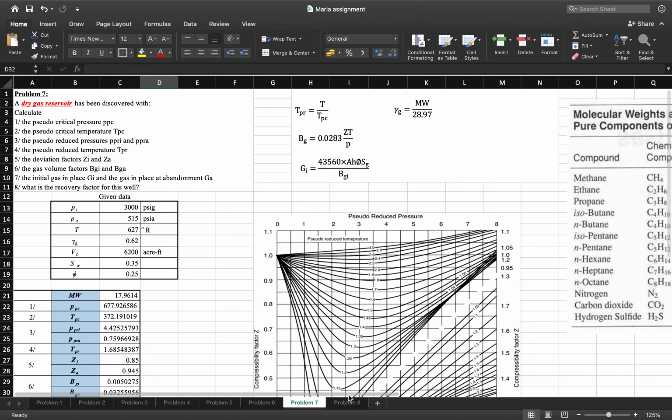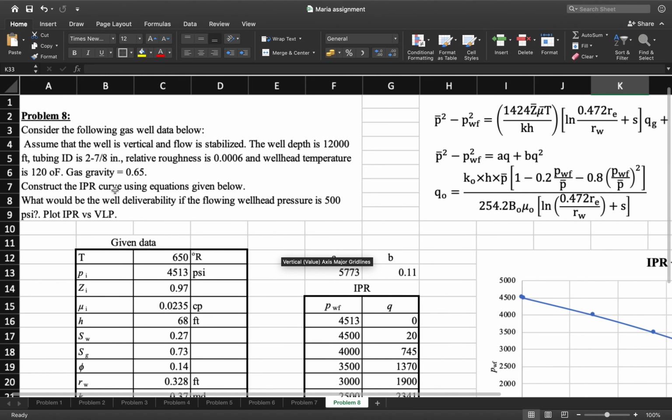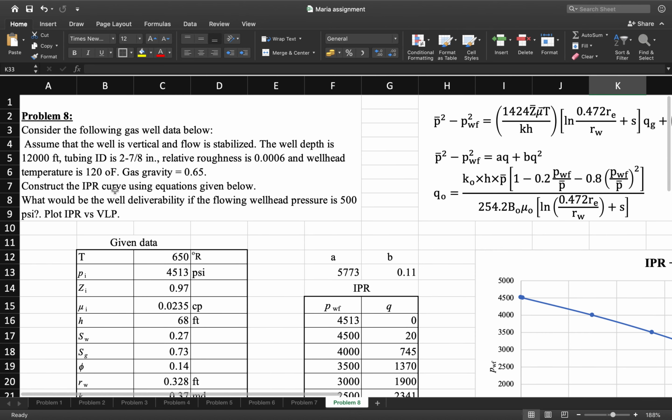Now let's turn to problem 8. In problem 8, they want you to construct the IPR curve again using the equation given below. Here is the equation that Miss Maria already gave in the assignment. They also ask what the well deliverability would be if the wellhead flow pressure is 500 psi, and to plot the IPR and the VLP curve.